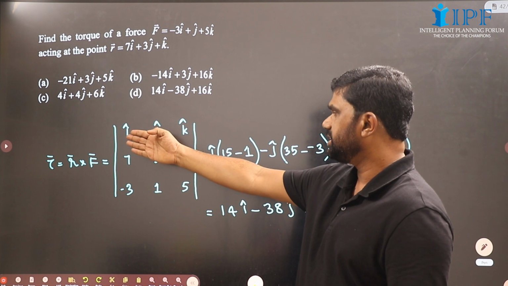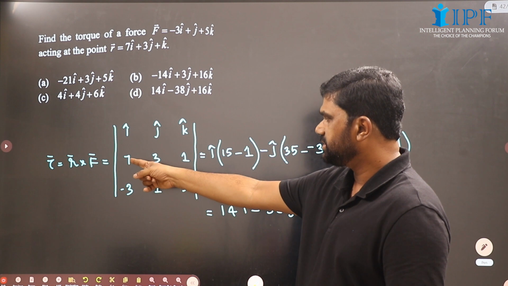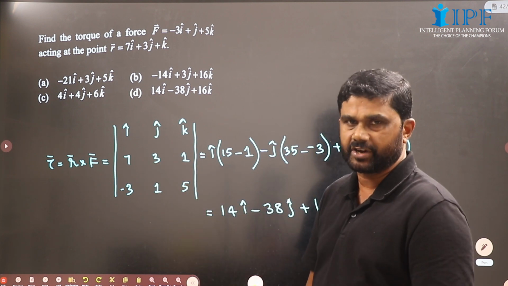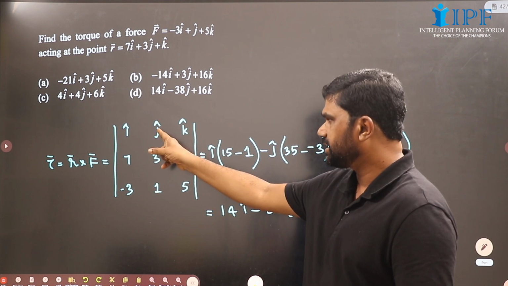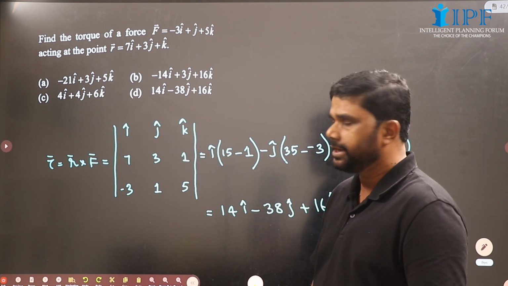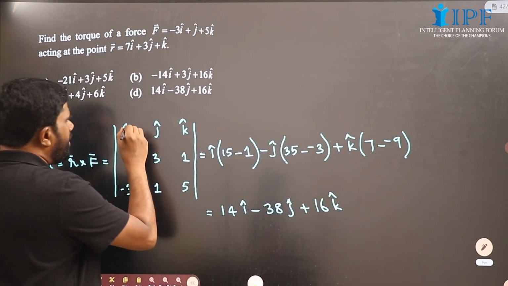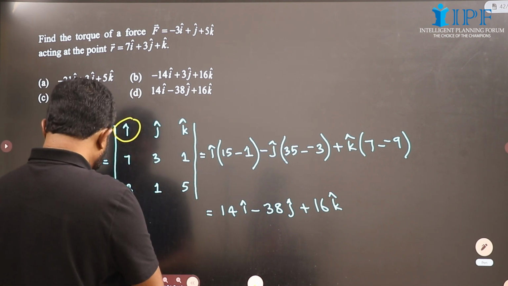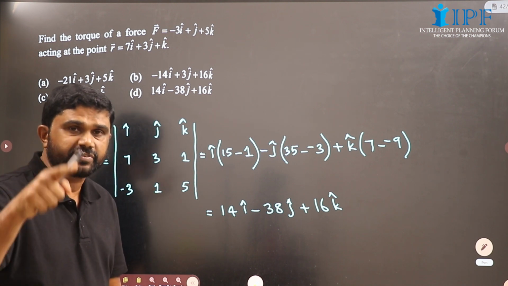Now see, the first row is formed by i cap, j cap and k cap, the second row is the components of the first vector and the third row is the components of the second vector. First we have to take this i, that is positive. The second term starting with j will be negative and the next will be positive. So how do we decide whether this i is positive or negative? That is the element that belongs to the first row and first column.